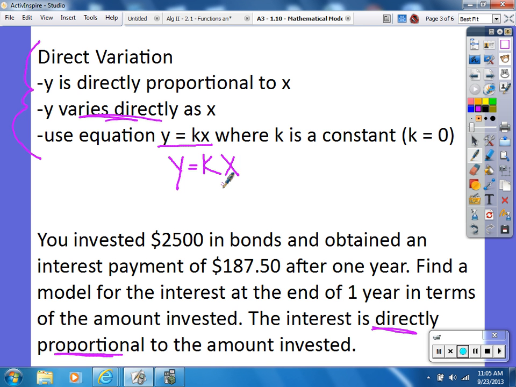Now here it's saying the interest is directly proportional. The interest is directly proportional. So interest is going to be which letter here? What? Y, right? So this is actually my interest, which is $187.50 equals K. What do you think X is? How about the 2,500? Right? Now use your calculator, figure out what K is.